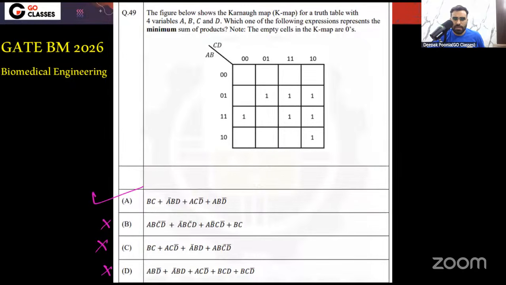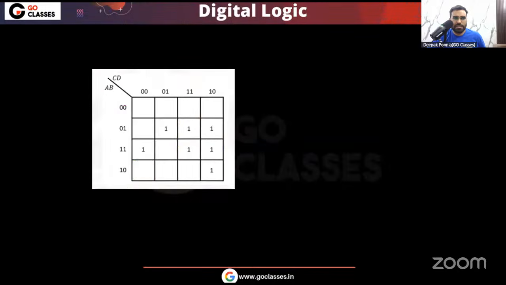Now in this question, let's find the number of prime implicants and the number of EPIs. Those also we can find.